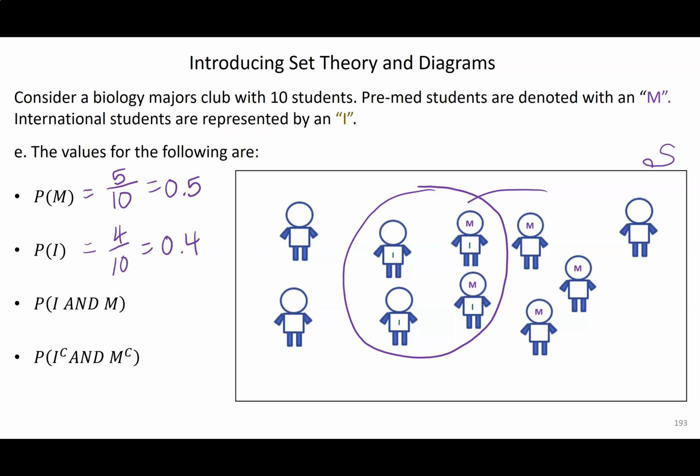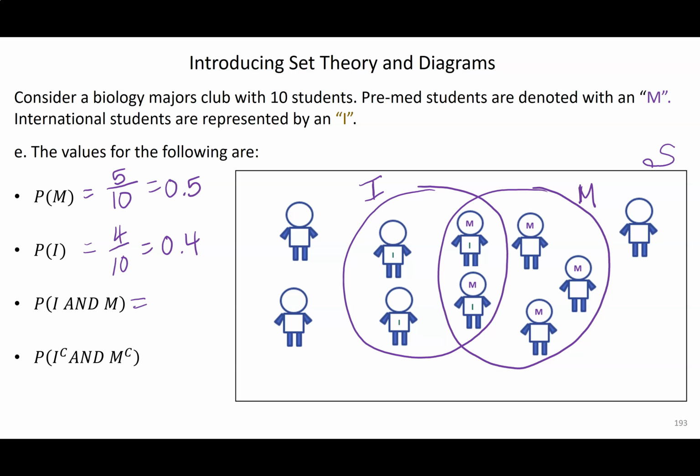So if I have both, I'm going to label any students in this circle I for international. Any students in this circle are M for pre-med. And you note there are some students that aren't either, and that's okay. In fact, it's kind of weird if there aren't any that are in either group.